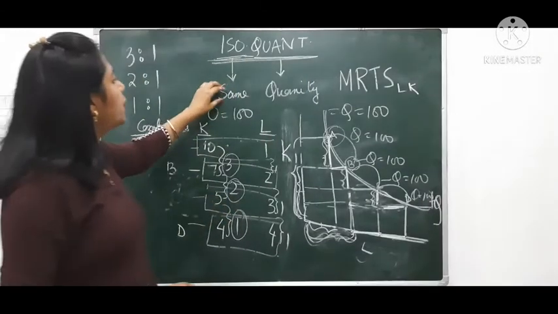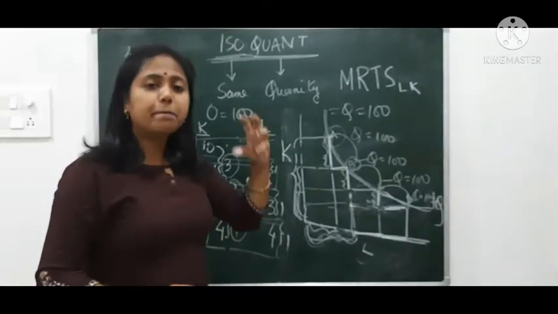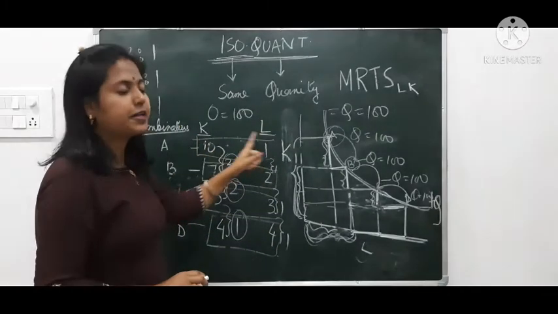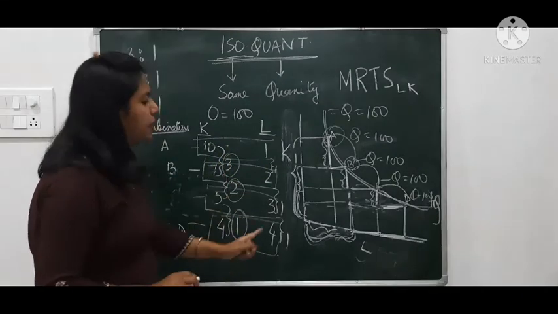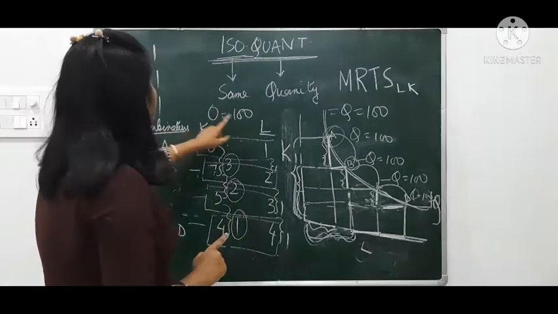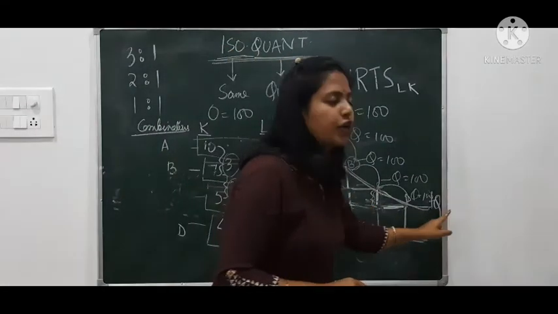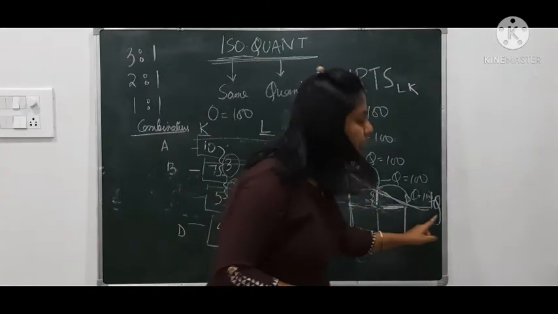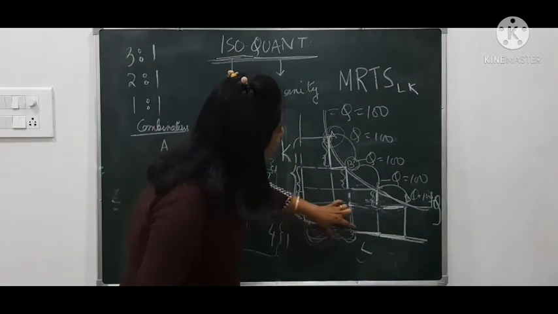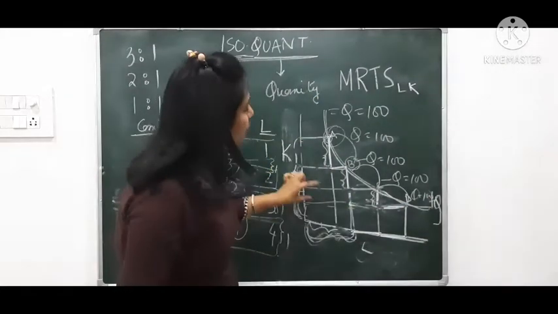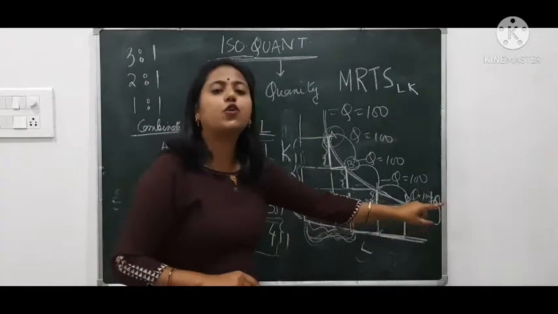Isoquant means equal or same quantity. What is this equal quantity? It is the different combinations of the factors labor and capital, which are different but can produce the same output. If you show it graphically, it is a curve, a downward sloping curve. Why is it downward sloping? Because in order to gain one, you have to sacrifice the other. In order to gain one, you have to reduce the other. So that is why it is downward sloping.